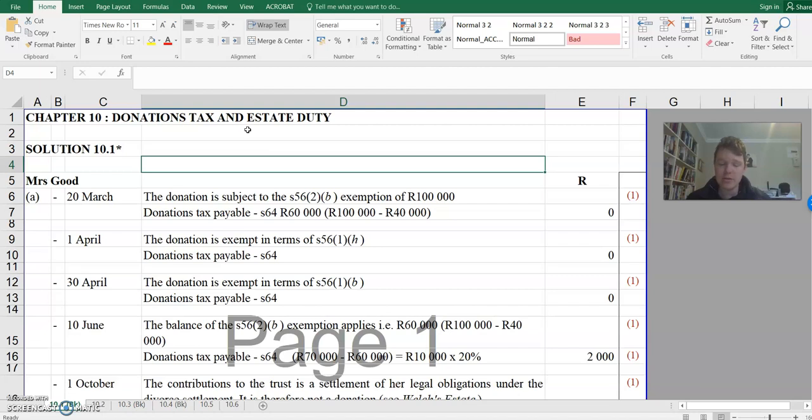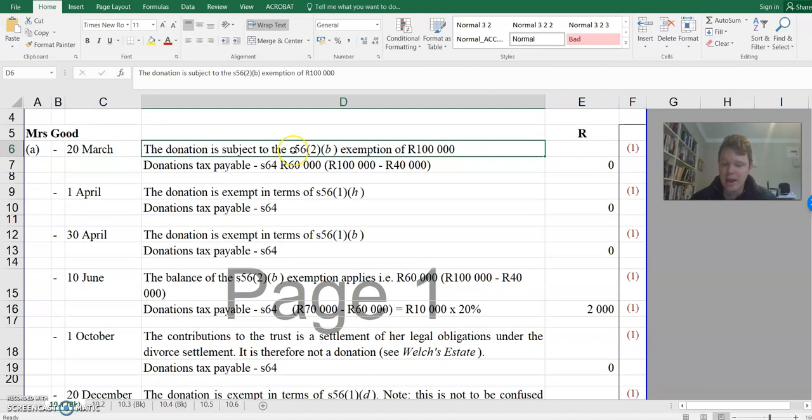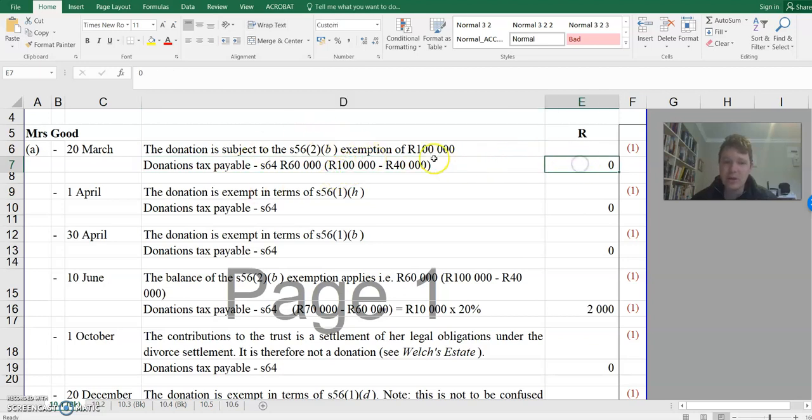So in this scenario of 10.1, which actually has the solutions in the book, why I gave this one was to just again speak about the basic concepts. In part A, she gave a holiday to her niece to go overseas. Same as before, clearly not maintenance, but you do get your 100,000 exemption limited to actual. So remember, in this case, you will use the 40, and the rest you will carry forward. So there's going to be no donations tax payable.